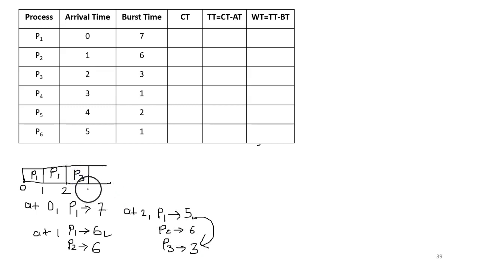P3. P3 will take CPU for 1 unit only, because at 3 there is arrival of new process, that is P4. Means at 3 there is process P1 requiring 5 units to complete, P2 requiring 6 units to complete, P3 requiring 2 units to complete, and new process, that is P4, requires 1 unit to complete.